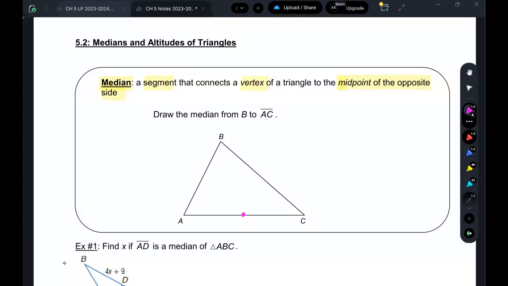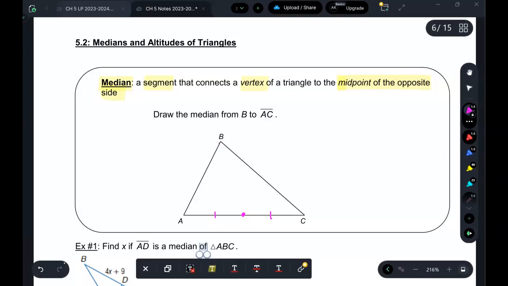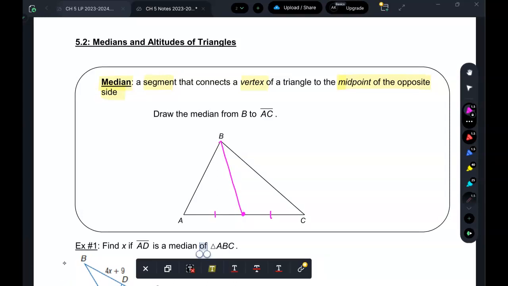And let's label. How do we show that it's a midpoint? We want to mark the two parts congruent. All right, now let's take B and match it up with that point, because we want to draw from vertex B to the midpoint. Okay, so that is our median.